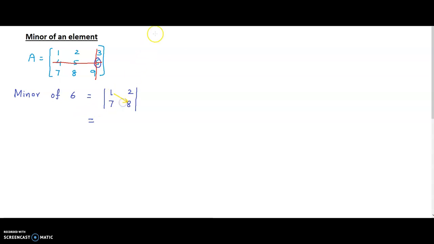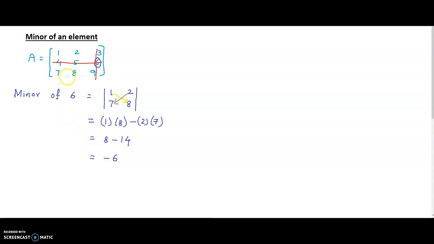We need to multiply the first element with the last element. So 1 into 8 minus BC. Remember, it should always be remembered as ABCD. Determinant of ABCD will be AD minus BC, that is the first element into last element minus second element into third element. So 1 into 8 minus 2 into 7. 1 into 8 is 8, minus 2 into 7 is 14. 8 minus 14 is equal to minus 6.